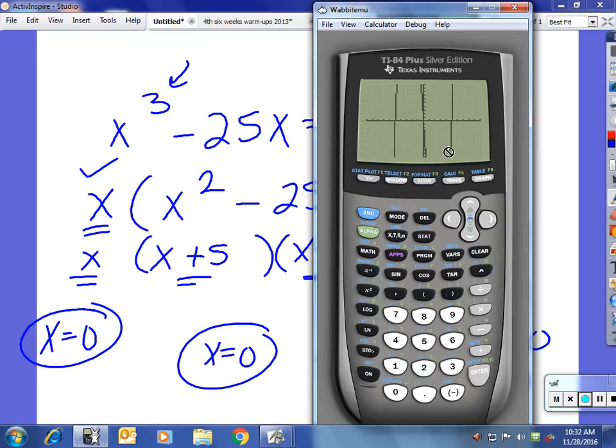Okay, now it's really close to the y-axis. It's kind of hard to see, but it's going way up and then back and then up like this. Look, where is it crossing right here? Negative 5. It's crossing right here at 0, and it's also crossing again at positive 5.